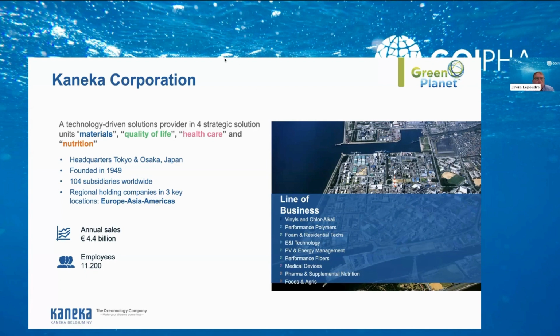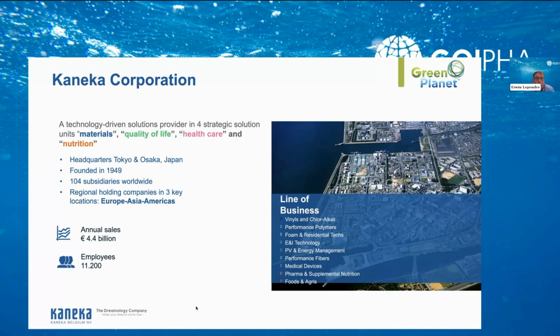Kaneka is a technology-driven solution provider active in 4 strategic domains: materials, quality of life, healthcare, and nutrition. Within this scope, we have at this stage 9 business lines, going from conventional polymers, plastics, to specialty plastics and additives. We have foamed plastics in our group. We have materials for electronics, for solar cells. We have fibers in the group. And then we have as well medical materials and pharmaceuticals and food materials in the group.